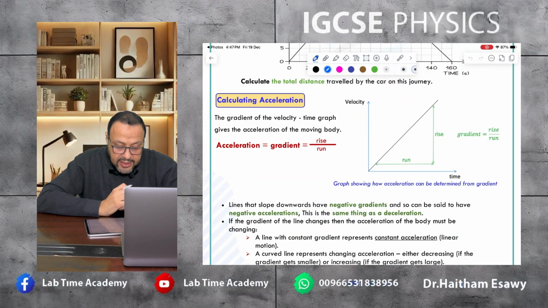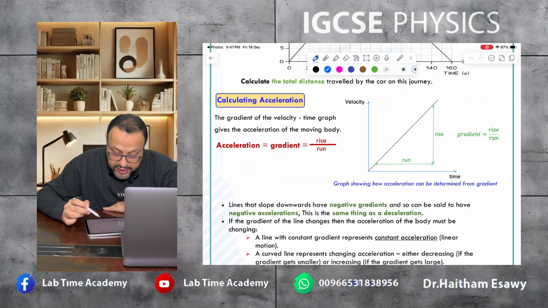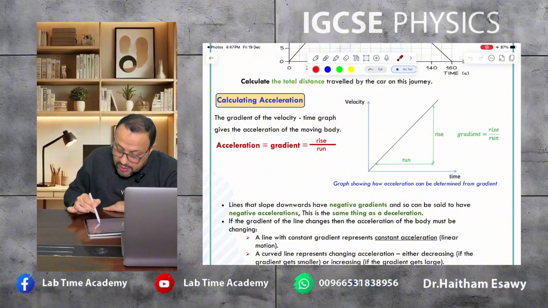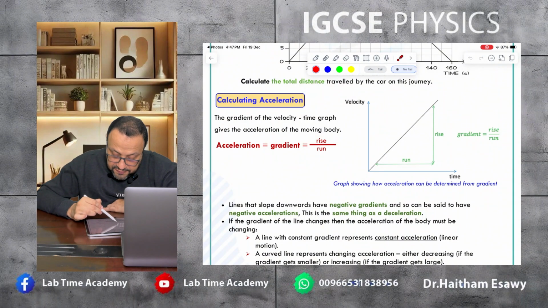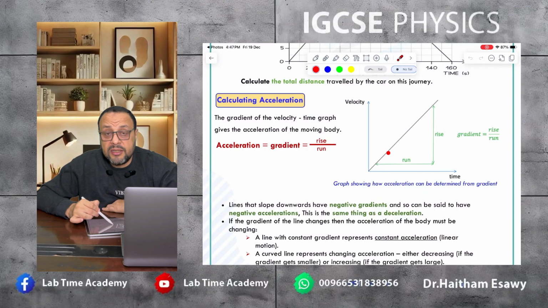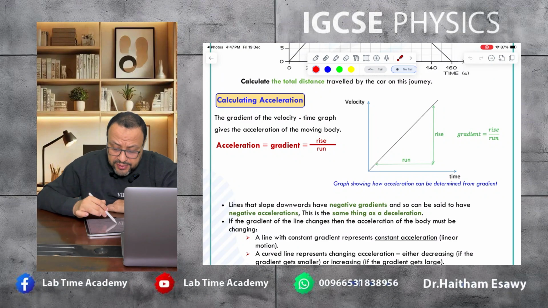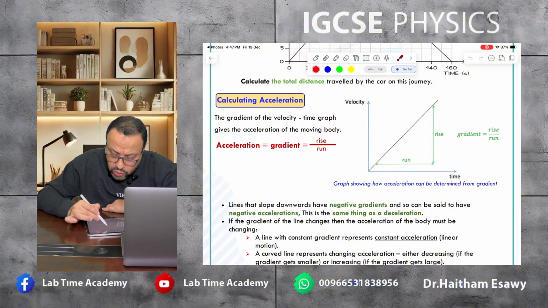Okay? Calculating acceleration. Actually, if we have this graph, which is the relation between velocity on the y-axis and time on the x-axis, and if we have just this straight line starting from the origin, this represents constant acceleration. And we can calculate the acceleration from this graph by calculating the slope or the gradient of the velocity time graph. Just rise over run.